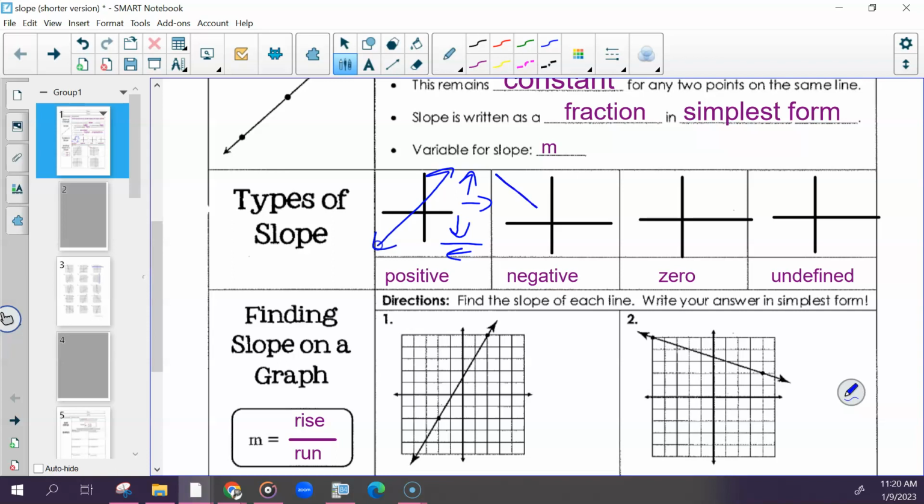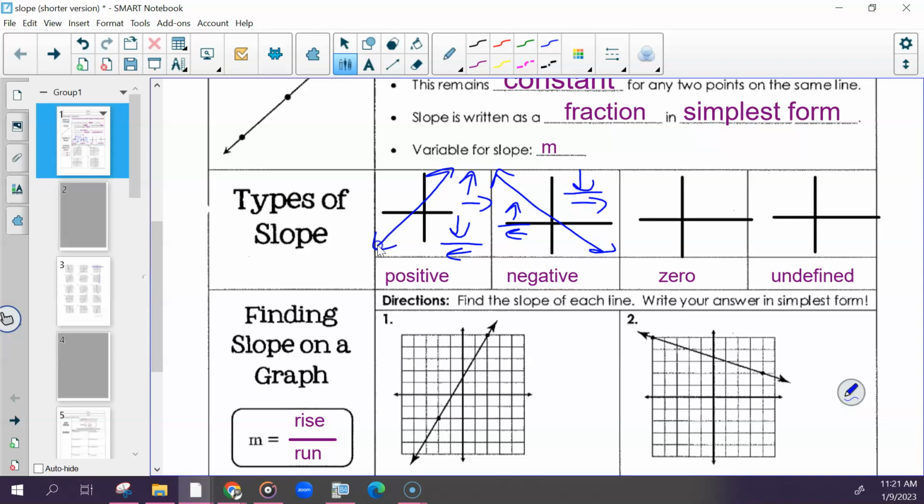Negative then looks like this, where if we're reading it left to right, we're going down and then to the right. Or opposite, right to left, we're going up and then to the left. Because in both sets of direction, you're only using one negative, that's what makes it negative. If you have two negatives, the down and left, then it would make it a positive, so we don't want that.